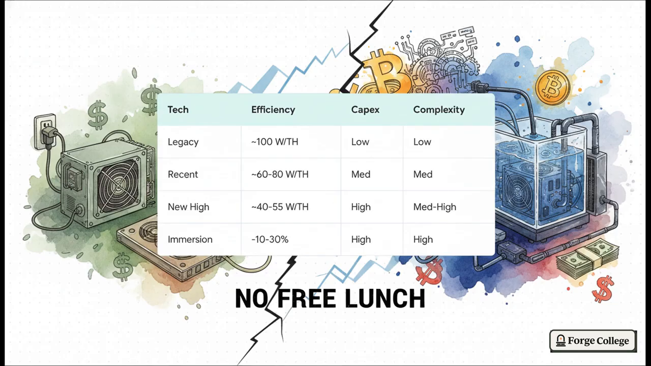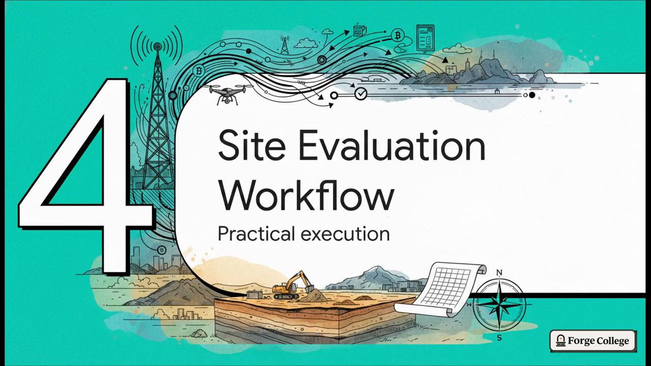It's the classic engineering rule, right? There are absolutely no free lunches. Every single efficiency gain you make comes with higher upfront costs or deployment friction. Which brings us perfectly to our next section. Number 4, site evaluation workflow. Let's take this from theory to practical execution.